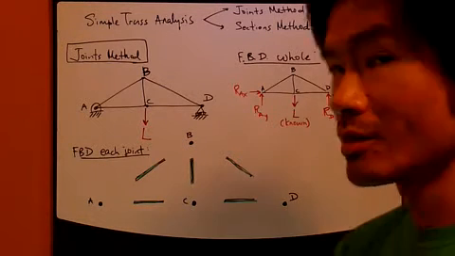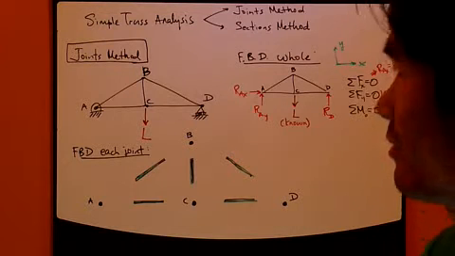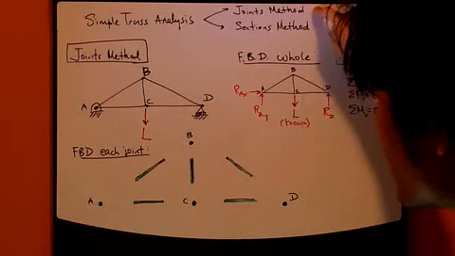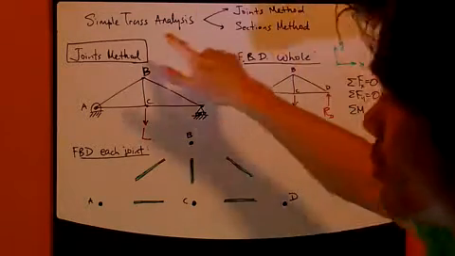Okay, so let's start talking about the analysis for a simple truss. Now there are two methods I'm going to introduce: joints method and sections method. Okay, now let's start with joints method.